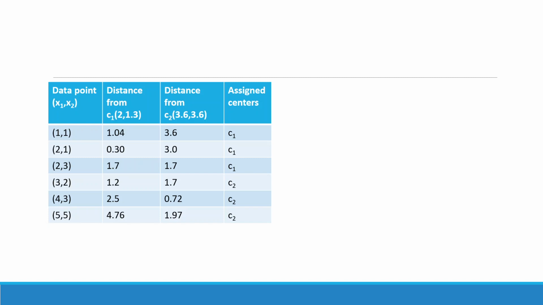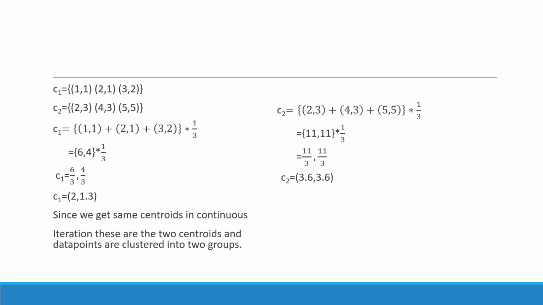After using the same distance formula, we get the results as displayed. Again, we find the least distance between the centroid and the data point, and the data point is assigned to that cluster. So you can see the first point is assigned to C1, the second point is C1, and the third is C1, that is cluster 1, and all the remaining points are clustered into cluster 2. Next, what we did before, we do here again. We calculate the centroids. Since we get the same centroids in a continuous iteration, these are the two final centroids, and the clusters are formed and all the data points are classified.